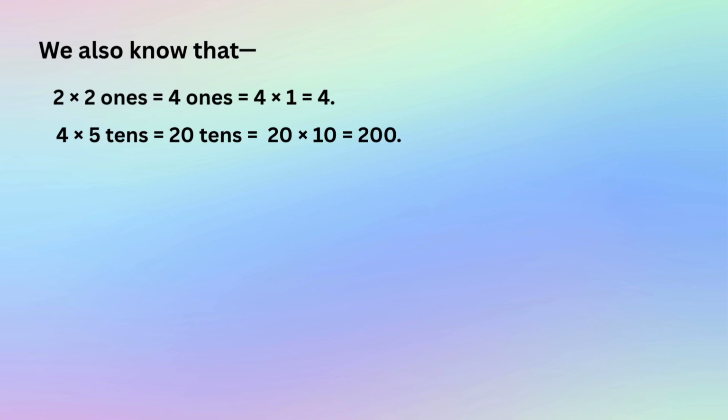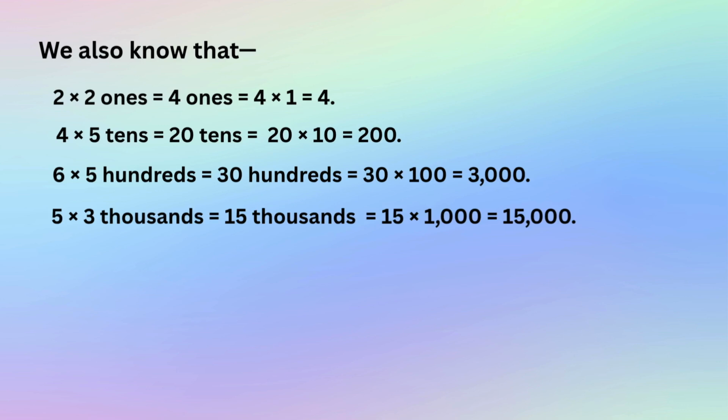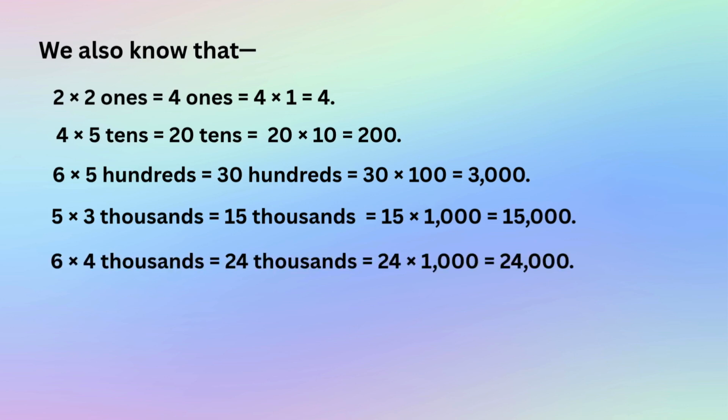We also know that 2 times 2 ones equals 4 ones equals 4 times 1 equals 4. 4 times 5 tens equals 20 tens equals 20 times 10 equals 200. 6 times 5 hundreds equals 30 hundreds equals 30 times 100 equals 3000. 5 times 3 thousands equals 15 thousands equals 15 times 1000 equals 15,000. 6 times 4 thousands equals 24 thousands equals 24 times 1000 equals 24,000.